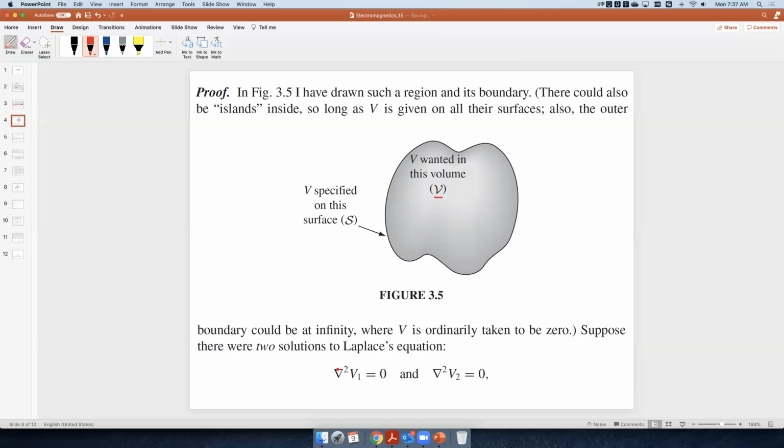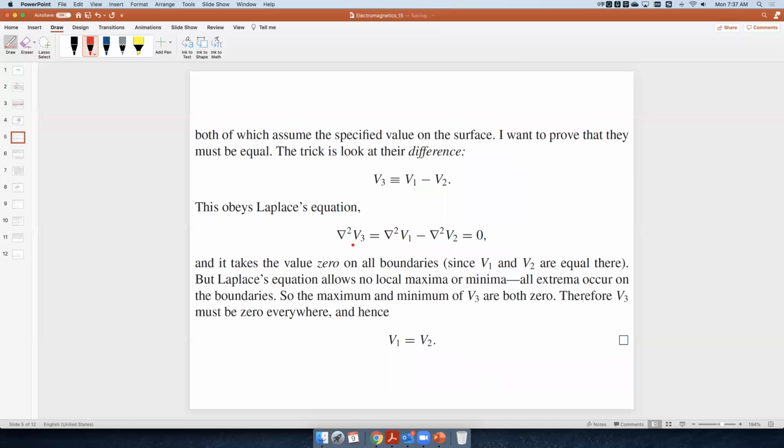So this is solution 1 and this is solution 2, both of which assume the specific value on the surface. So now let's prove that they must be equal. The trick is to look at their difference. Let V3 equal V1 subtracted by V2, the difference between V1 and V2.